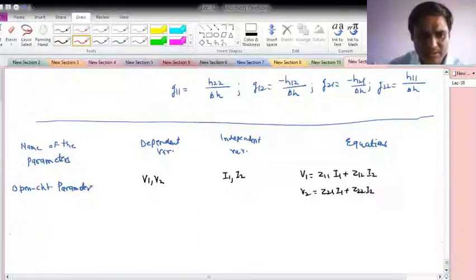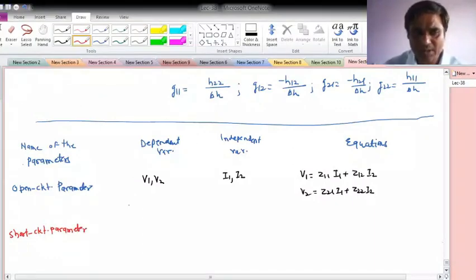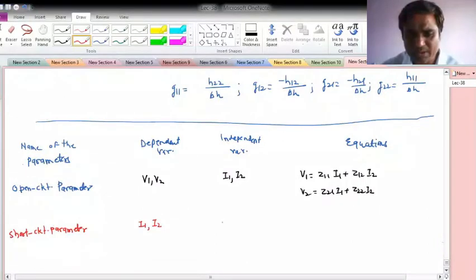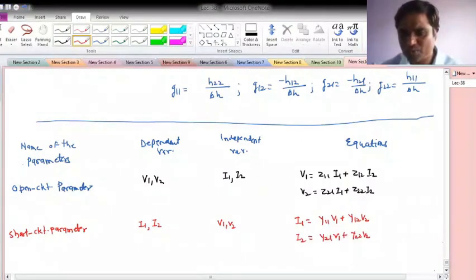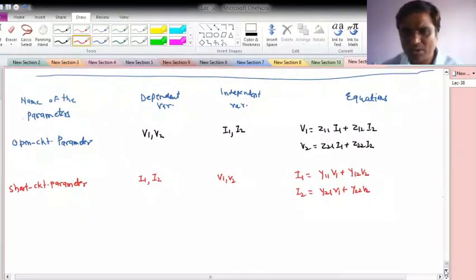Now let us find the short circuit parameter. The dependent variables will be I1, I2, which are expressed in terms of V1, V2, which means the independent variables are V1, V2. And what are the equations? I1 is Y11 V1 plus Y12 V2. Second equation, I2 is Y21 V1 plus Y22 V2. So this is the short circuit parameter, or Y parameter.